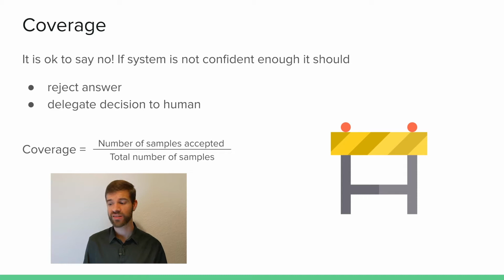So the coverage then means it's the number of samples that the network accepted, where it predicted something, divided by the total number of samples. And ideally, we want this number to be 1. We want all of the samples that are in our dataset to actually be predicted and our network accepting them. But sometimes we might have a network that can say, no, I have no idea what's going on here.